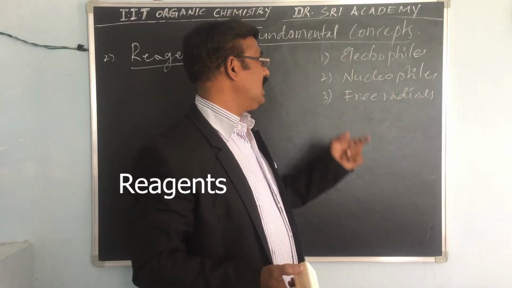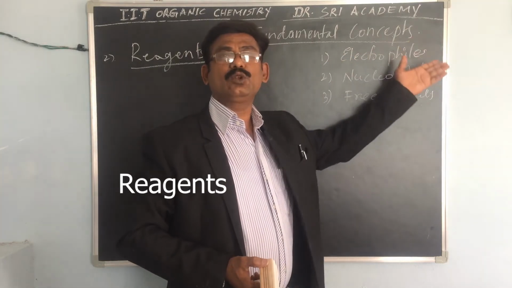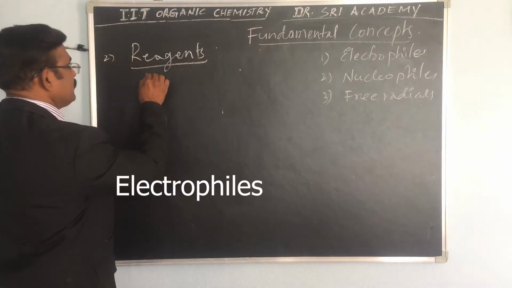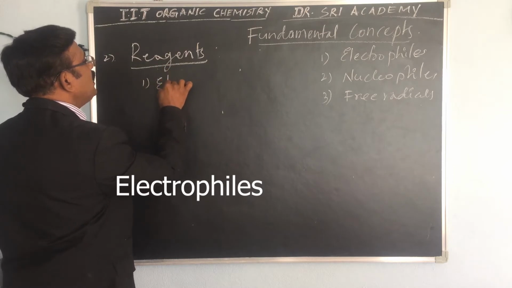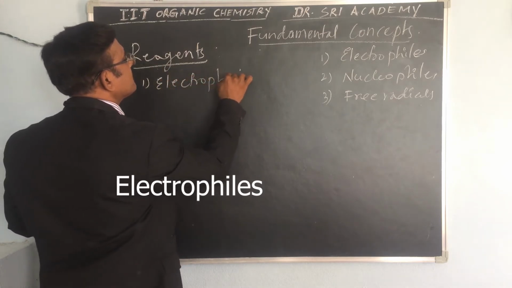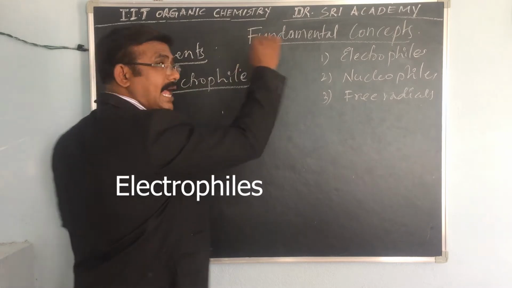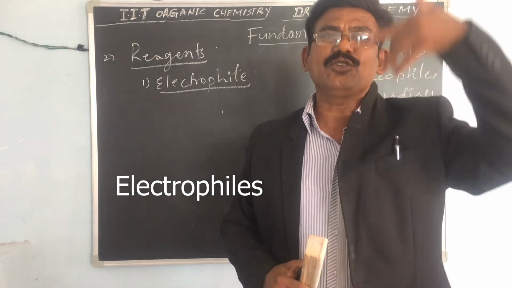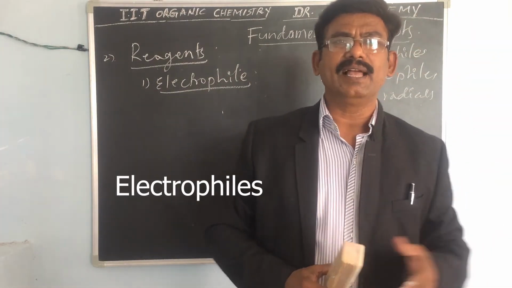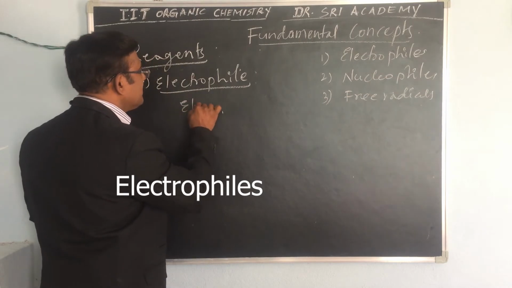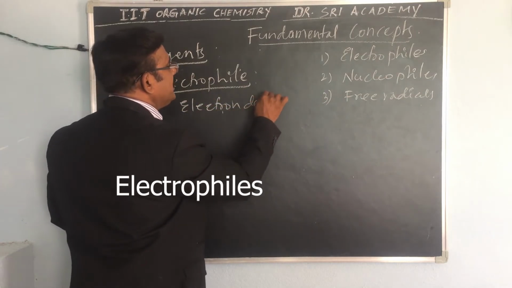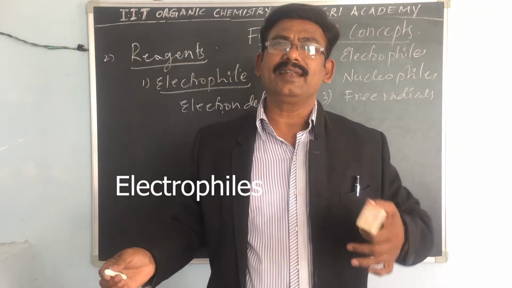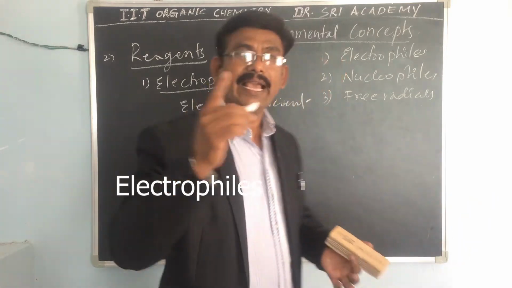So now let's look at the electrophile. What is an electrophile? What is a nucleophile? In the reagents, first we see the electrophiles. Electrophile means electron deficient. It's very simple. Electron deficient or electron acceptor.